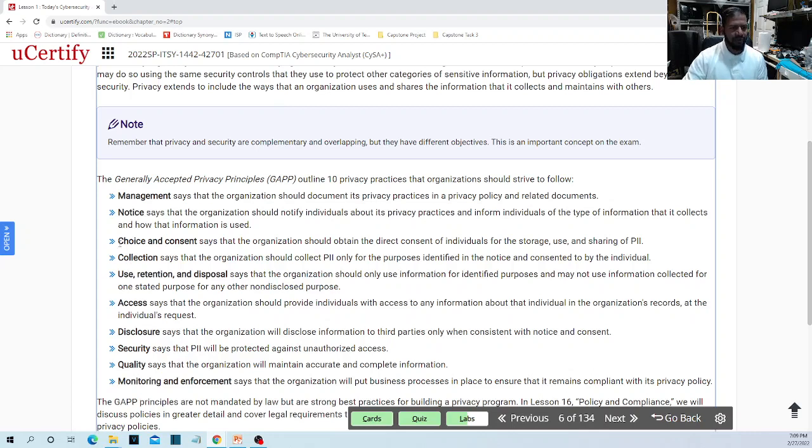I want you to read all these 10 points. I don't want to go into the detail. The video will be too long. This is very easy to understand. The choices and consent, collection, use, retention, and disposal all basically say exactly how data is being collected and how this data is going to be shared with anybody. Without your written authorization, it will not be shared with third parties.